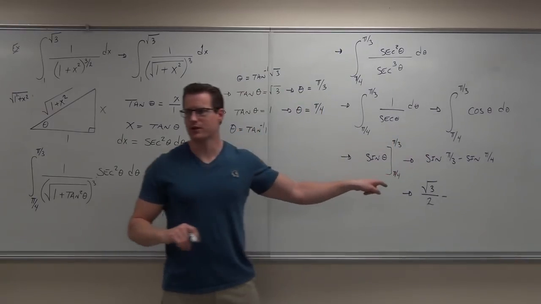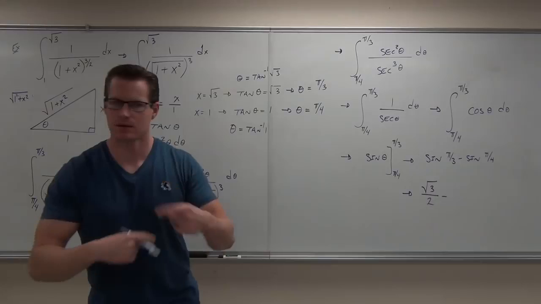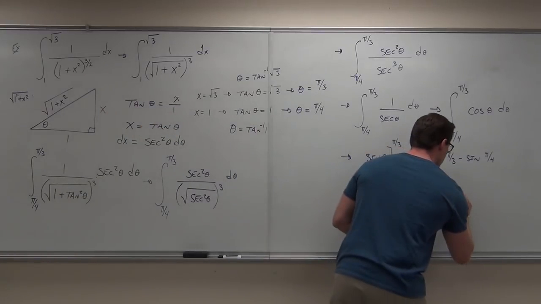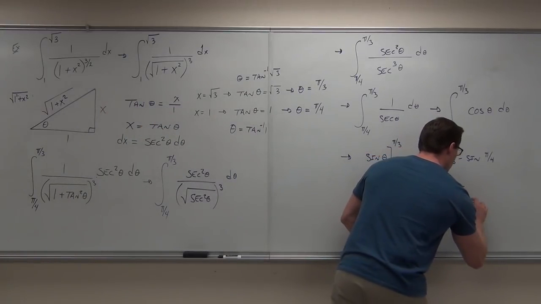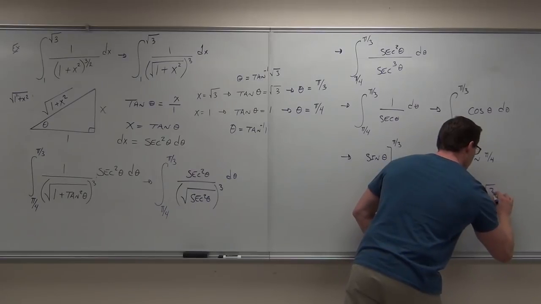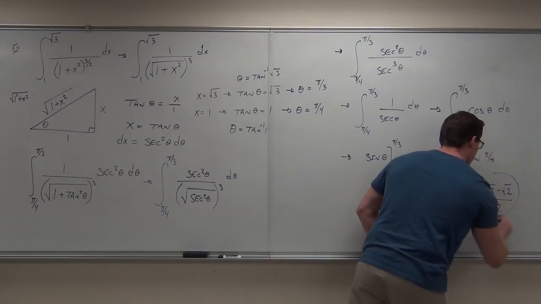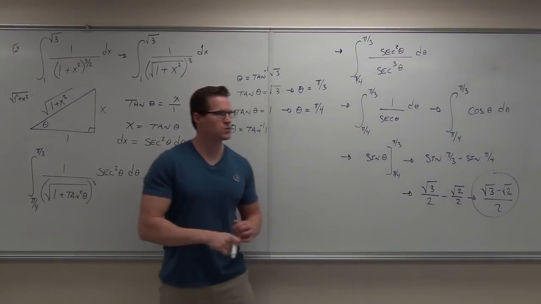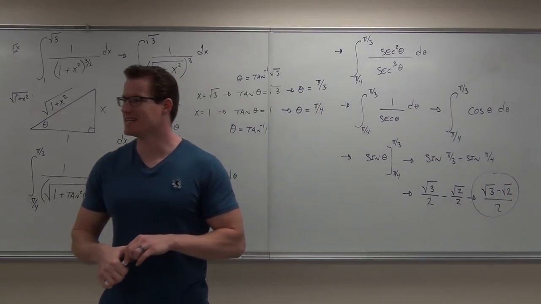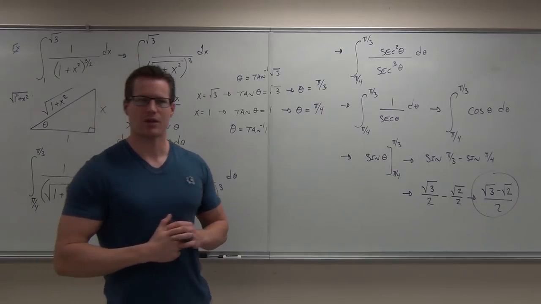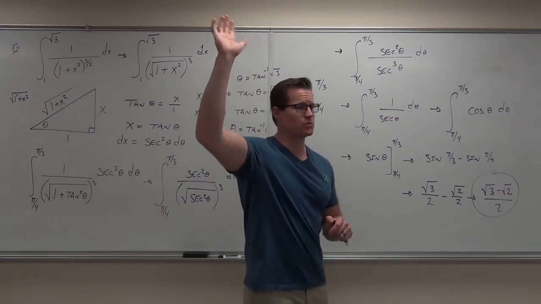Okay, square root 3 over 2. Very good. And 2 over 2, square root 2 over 2. Make them one fraction. Square root of 3 minus square root 2 over 2. That's the idea. Took us a little bit longer than I thought, but show of hands if that one made sense for you. Good deal.